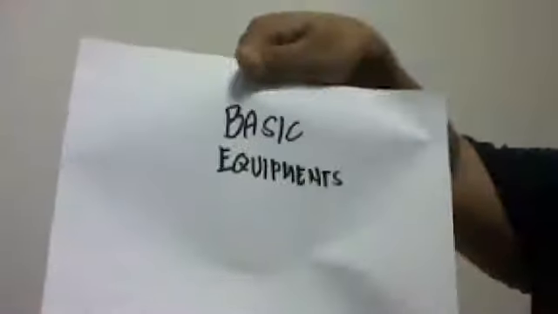Now, the basic equipment. First is the camera. This is the main device that we are using, and this is where we will attach the different tools. Next are the lenses. This is a zoom lens. It's ideal for taking a subject that is far away from you.